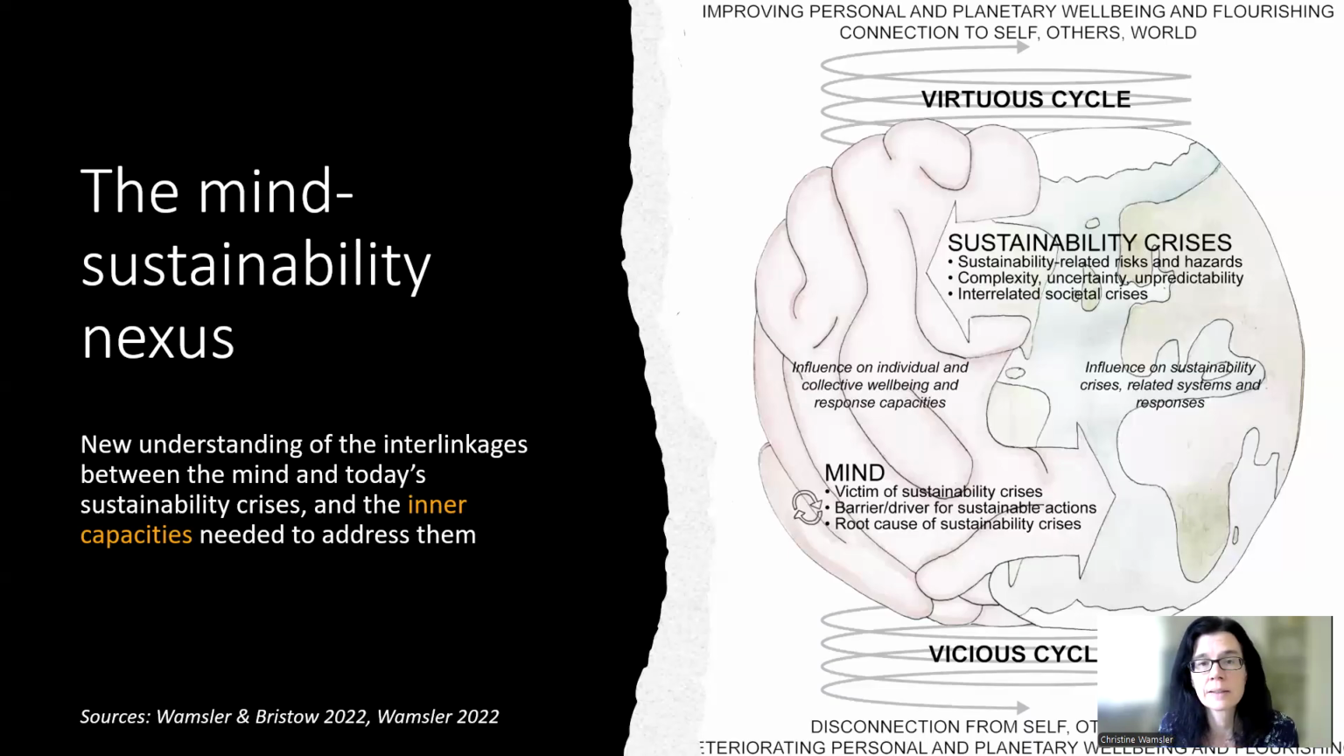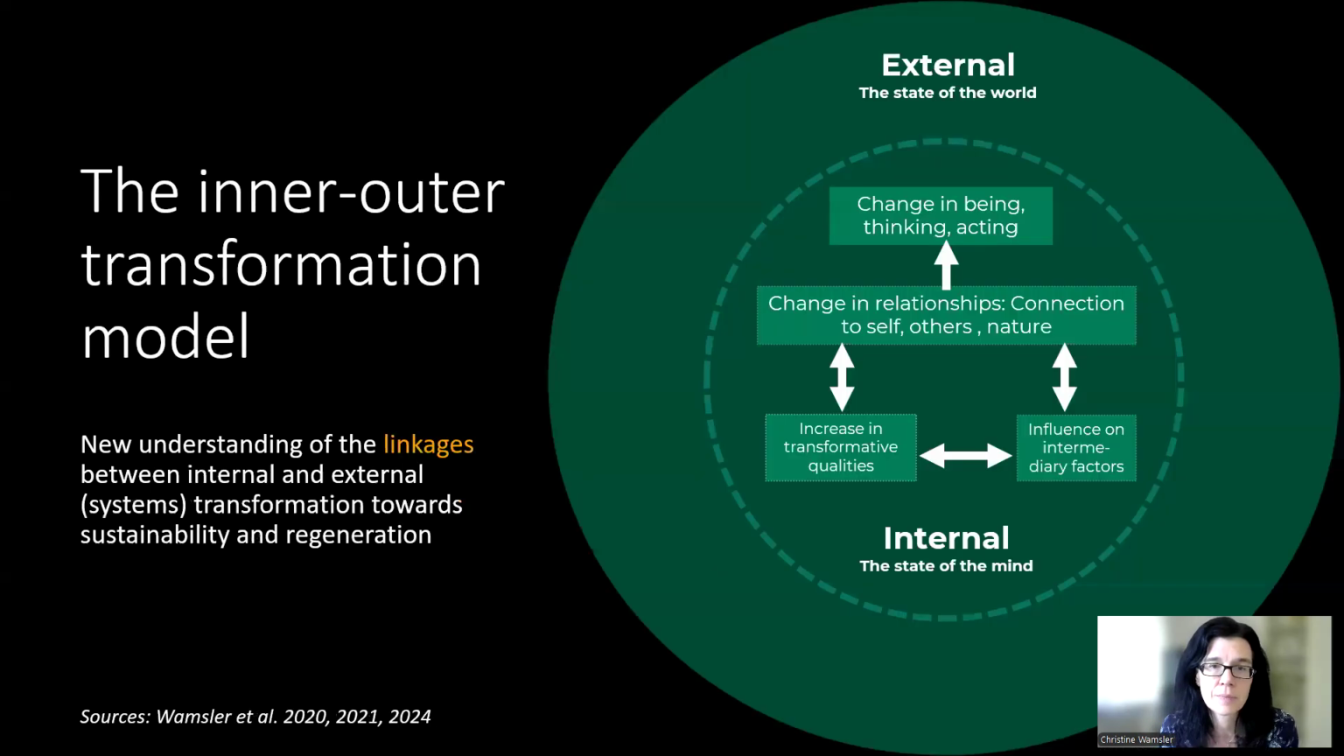So the mind sustainability nexus also indicates that it is possible to move from the current situation, which is a vicious cycle of deteriorating personal and planetary well-being, to a virtuous cycle of personal and planetary flourishing. And it also points towards the inner qualities and capacities needed to support this change. And these capacities and the way they influence sustainability outcomes have been identified in the so-called inner-outer transformation model.